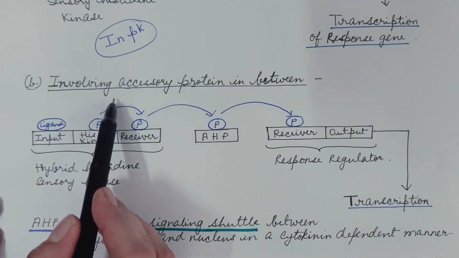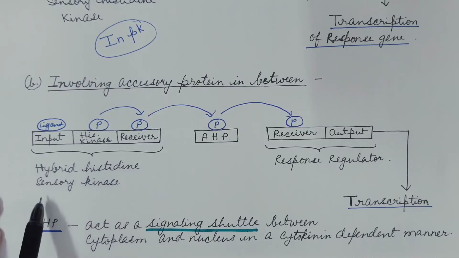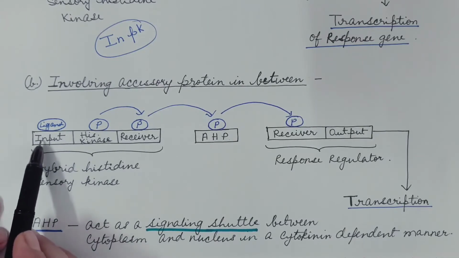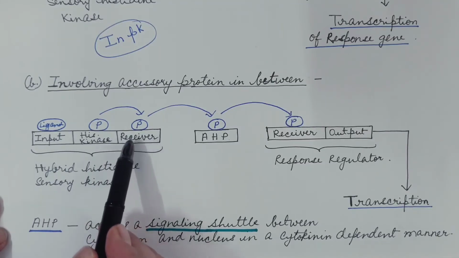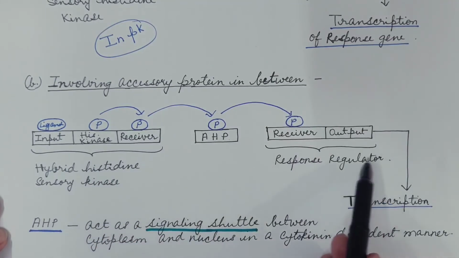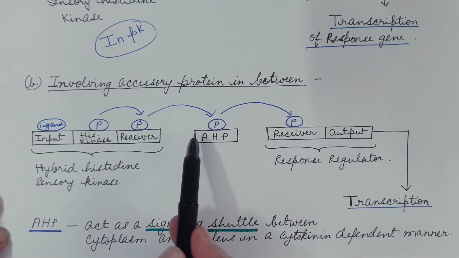Now, the second type involves an accessory protein in between. Like the first type, it has a hybrid histidine sensory kinase, which is composed of input region, histidine kinase region, and receiver domain, and a response regulator, which consists of receiver region and output region.